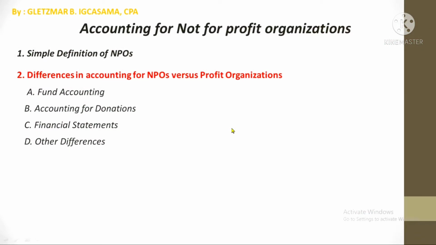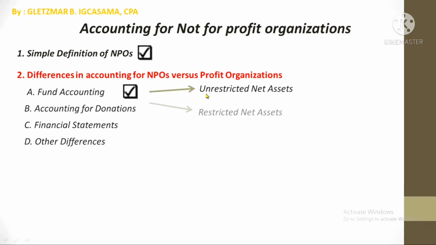It's episode 4 already of the not-for-profit organization accounting series. So again, we have the main topics and subtopics. We have finished this one in episode 1. And this one, the fund accounting, also has been finished. Actually, this has two subtopics: the unrestricted net assets, which was fully discussed in episode 2, and the restricted net assets, which was the topic for episode 3.